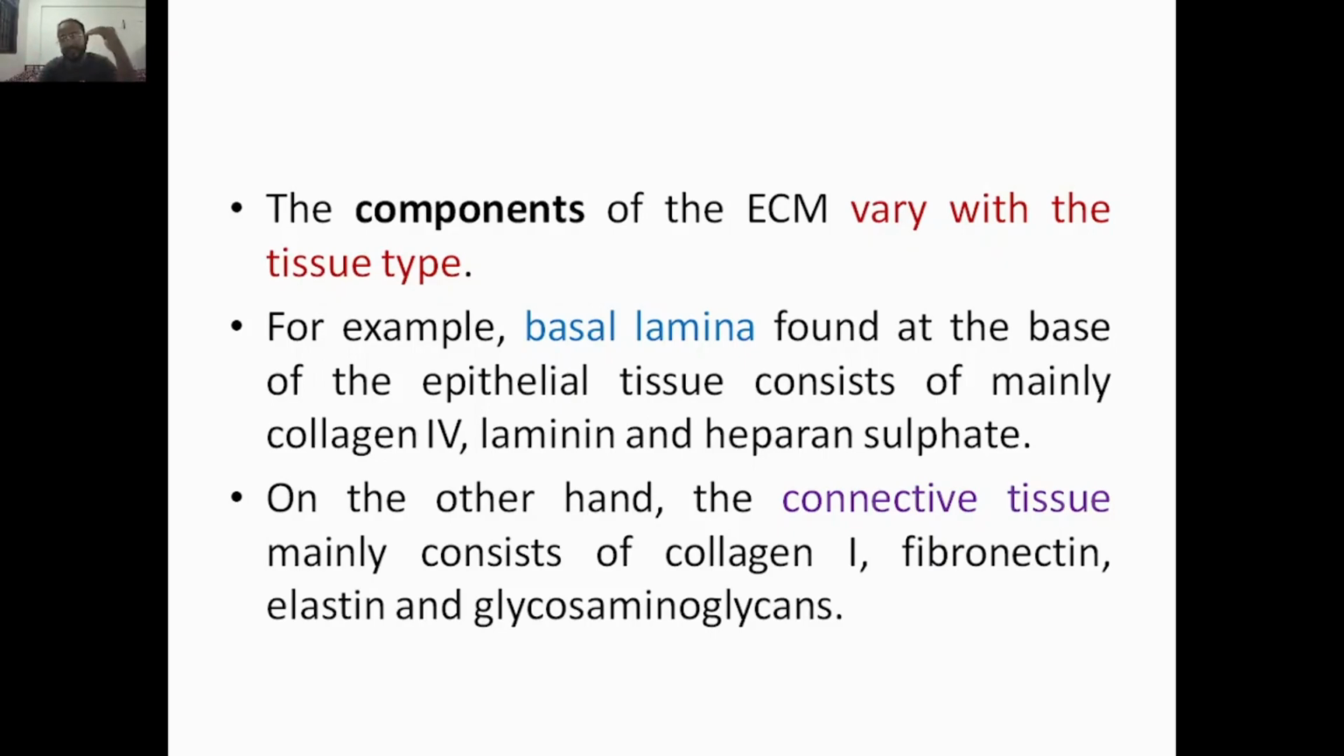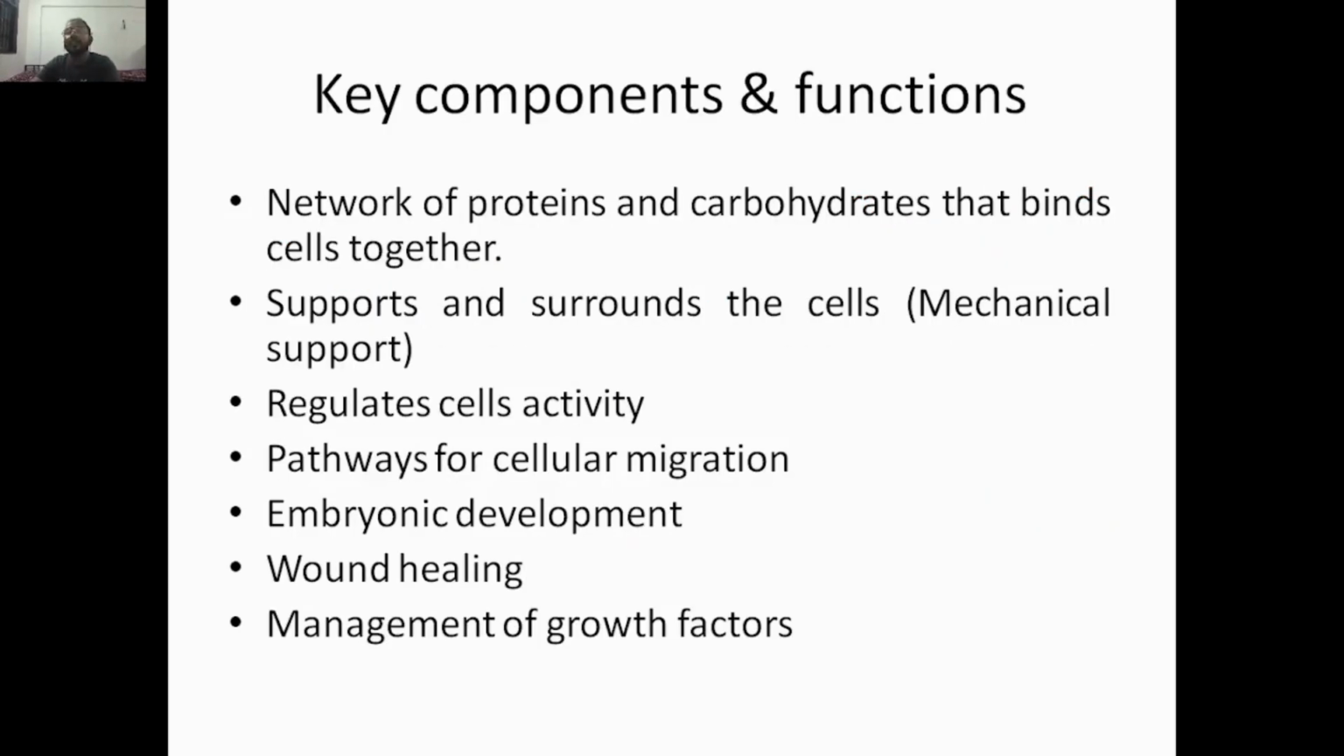So here, in this example, we are making out that the ECM for a tissue type will have different components. For the basal lamina, the ECM components are collagen 4, laminin and heparan sulfate, whereas for connective tissues, the ECM's components change: collagen 1, fibronectin, elastin and glycosaminoglycans.